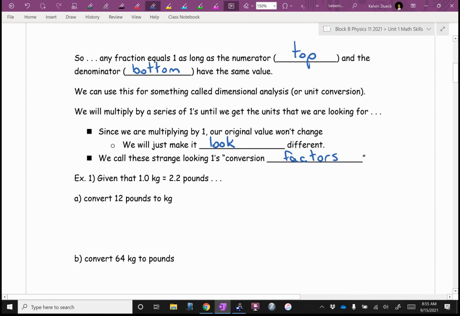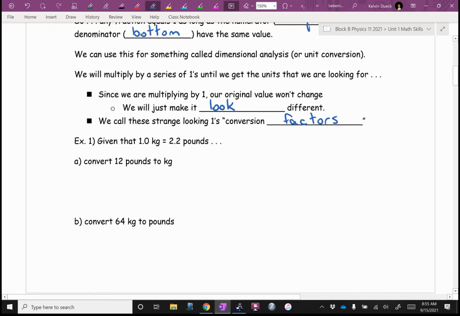As an example, if I know that 1 kilogram equals 2.2 pounds, it says convert 12 pounds to kilograms. All right. You may know how to do this. I'm going to give you a generic way that will work all the time. And I want to start out with an easy procedure that we can do every time.